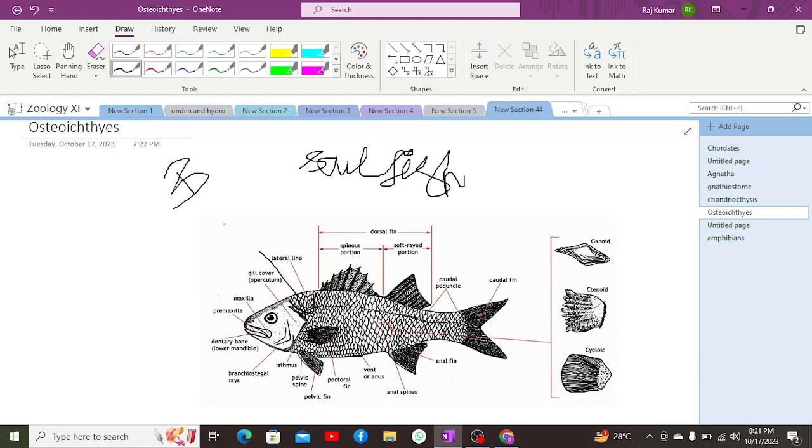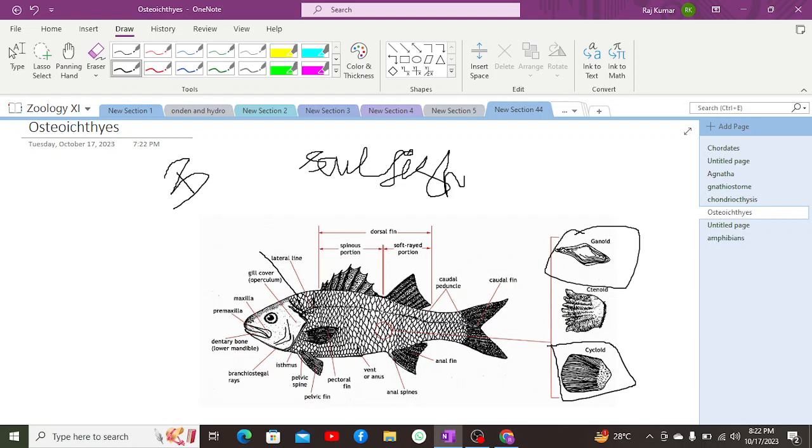Apart from that, as you can see in the diagram, there's a good representation of how the ganoid scale, cycloid scale, and ctenoid scale look. This is how these look, and apart from that, their caudal fin is also known as diphycercal. When it comes to their anal fin, it is also part of the unpaired fins.